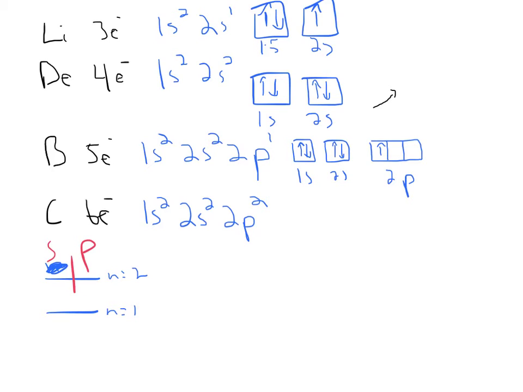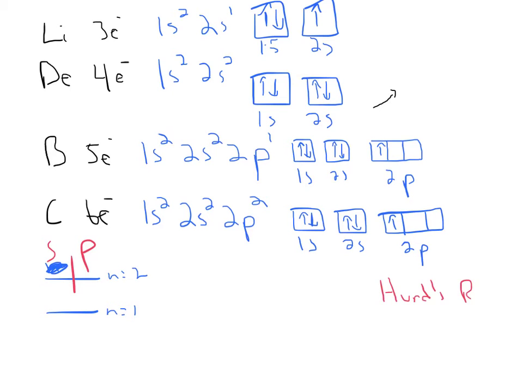So now, what will this look like? We've got our 1s with a spin up and a spin down. We've got our 2s, a spin up and a spin down. And now we have our 2p. So we put our first electron in the first one. Now, this is the last rule that you'll have to know here. And this is called Hund's rule. I call it the bus seat rule.